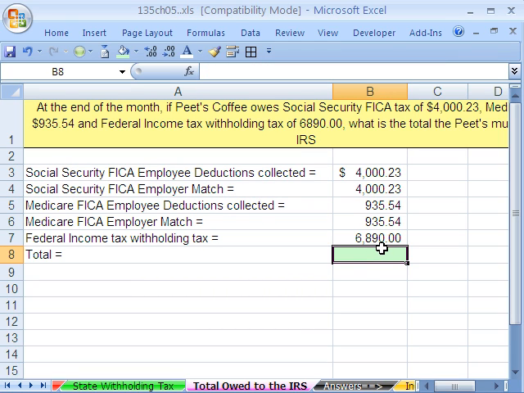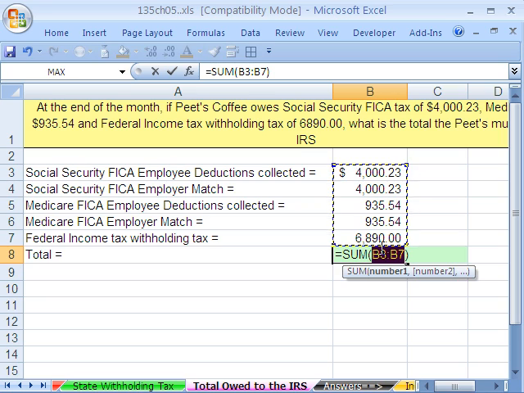So how much do we owe? This is simple adding, Alt equals. There's a problem like that, one or two in the textbook. All right, enter.